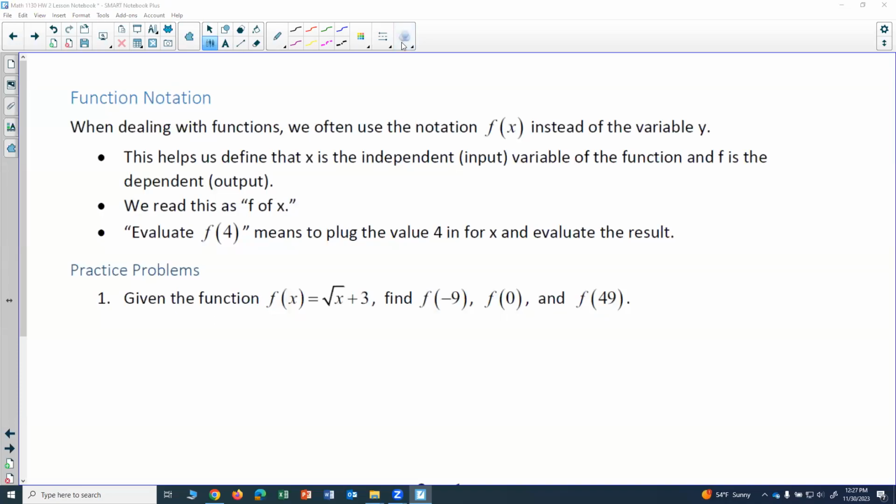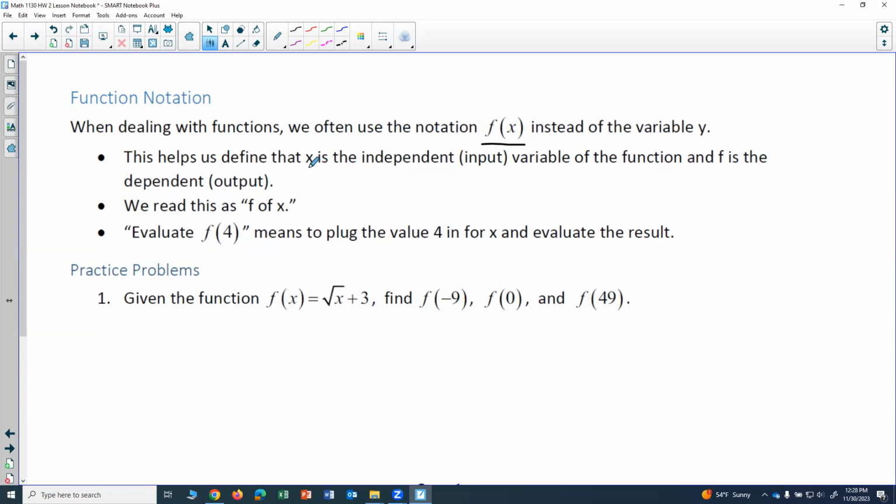In this video, we'll look at function notation. Remember from the previous videos, we know that a function is some relationship where each input variable only maps to one output variable. When dealing with functions, we often use the notation lowercase f parentheses x instead of the variable y. So we would replace the variable y with f parentheses x.